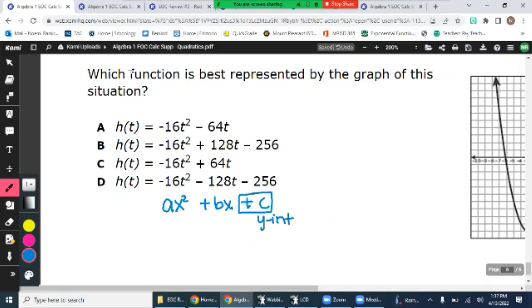B and D. You see this negative 256 right here. That equation is saying that the y-intercept is crossing at negative 256, which is not true. So I could go ahead and eliminate B and D. If you don't know to do this, you can still finish this problem, okay? Remember, the y-intercept is 0.